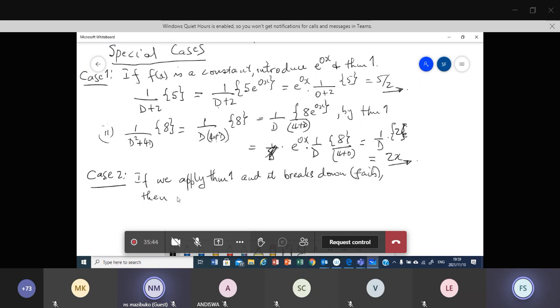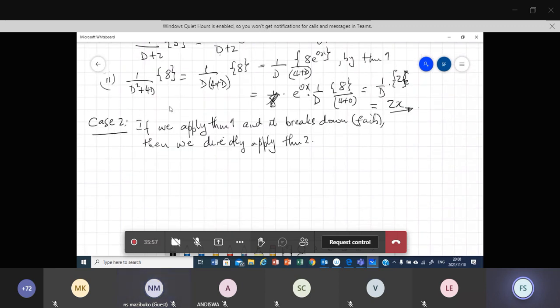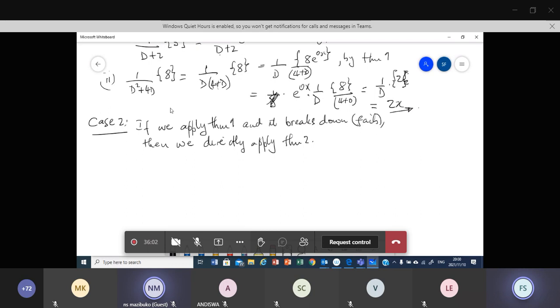Then we directly apply Theorem 2. Special case. If it happens that we apply Theorem 1 and Theorem 1 fails, then we directly apply Theorem 2. What does Theorem 2 say? D is replaced by D plus or minus A. Let us see this one. Very important now. Example 1.